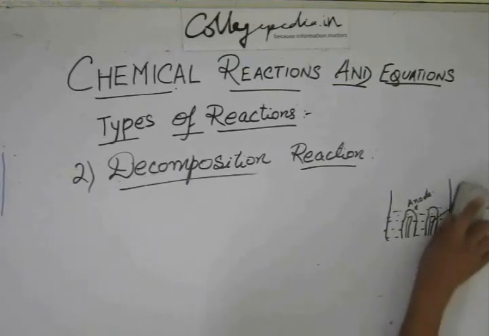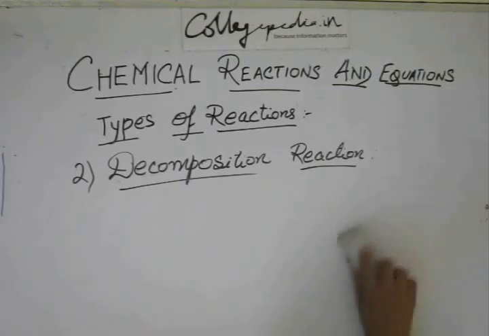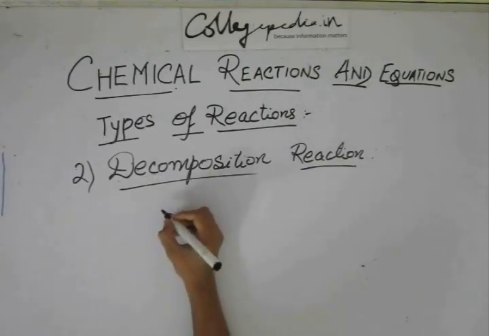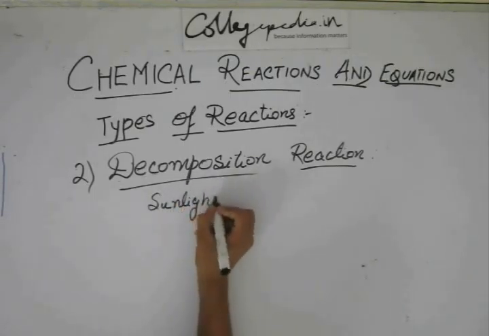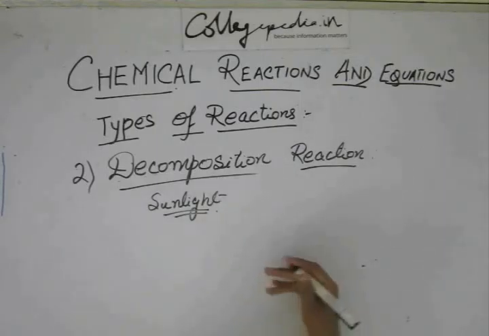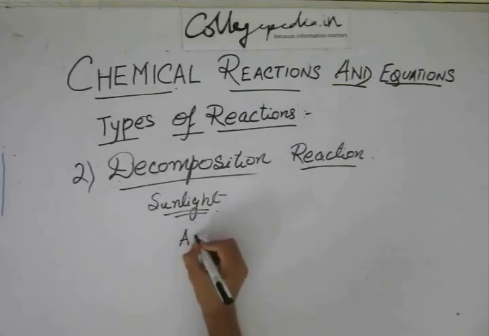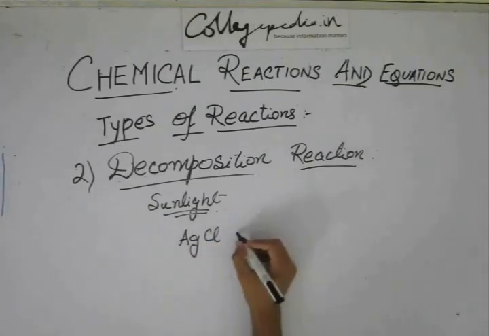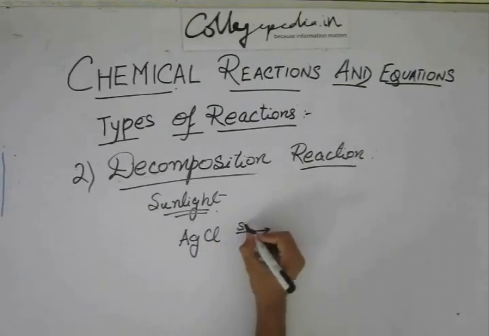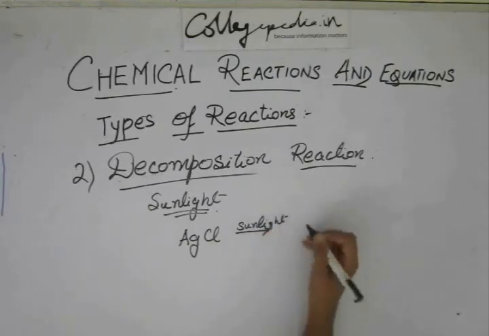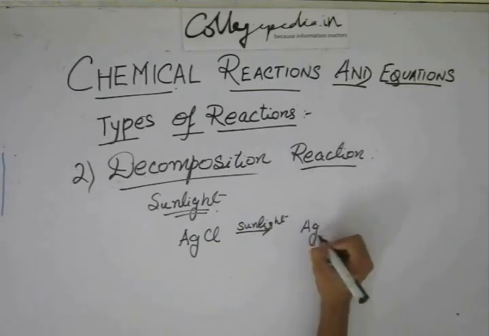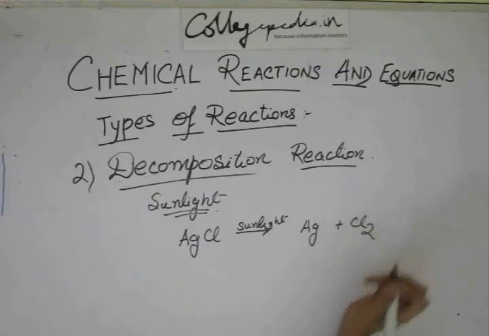In this case, the electricity was carrying out the decomposition reaction. The decomposition of water, of course. Instead of electricity, we can also have sunlight. You'll see that you have AgCl. You keep it in sunlight, silver chloride. It forms Ag plus Cl2 gas.